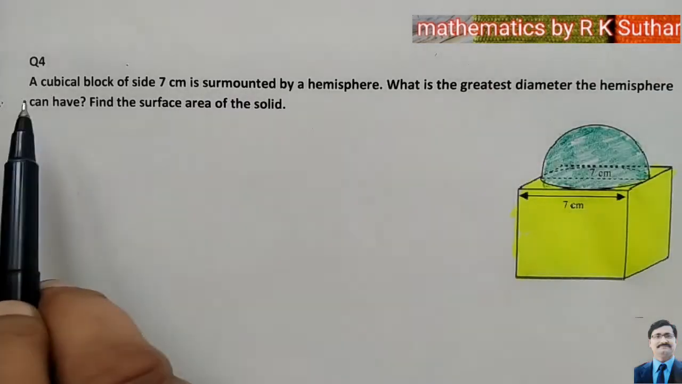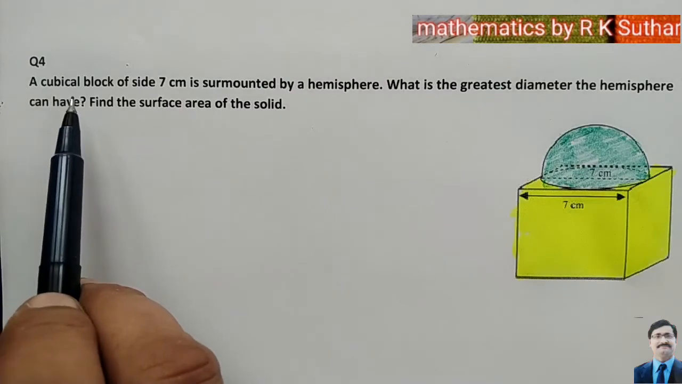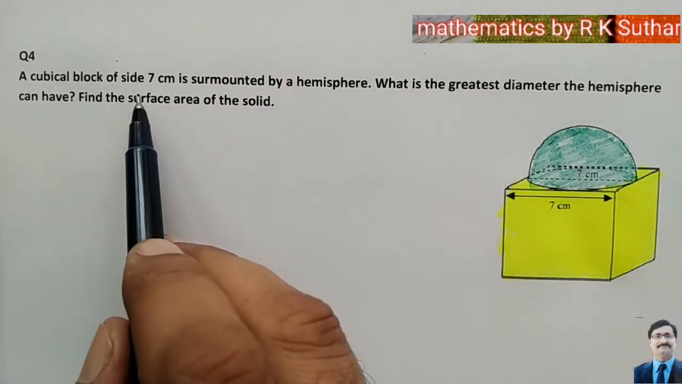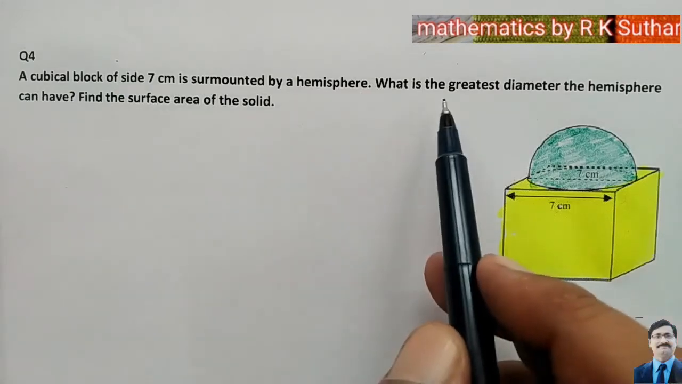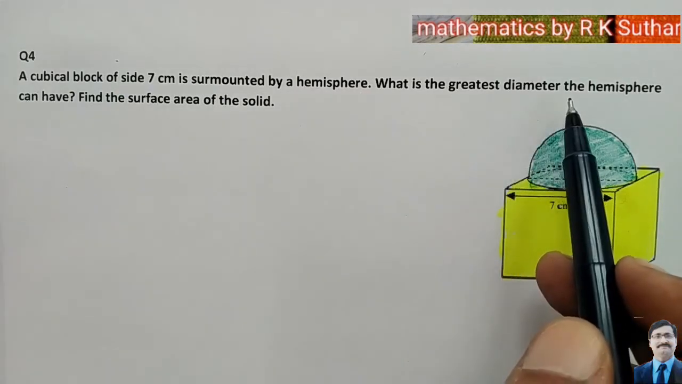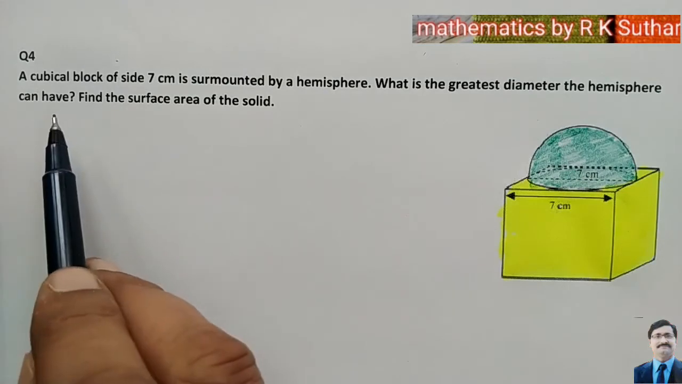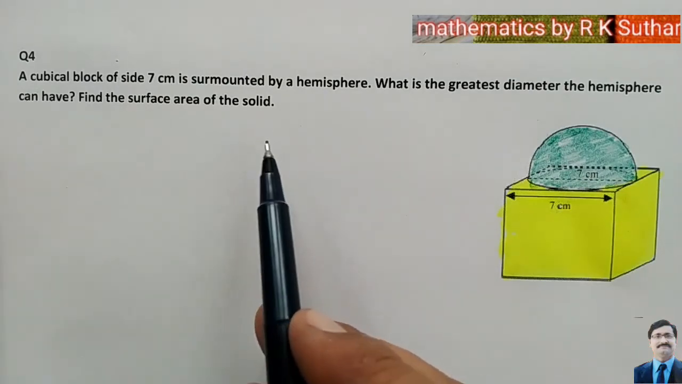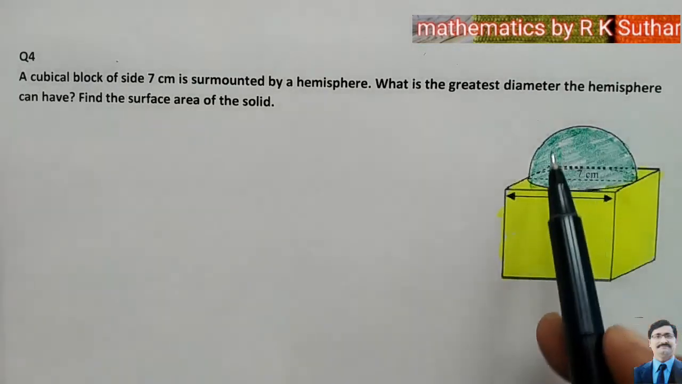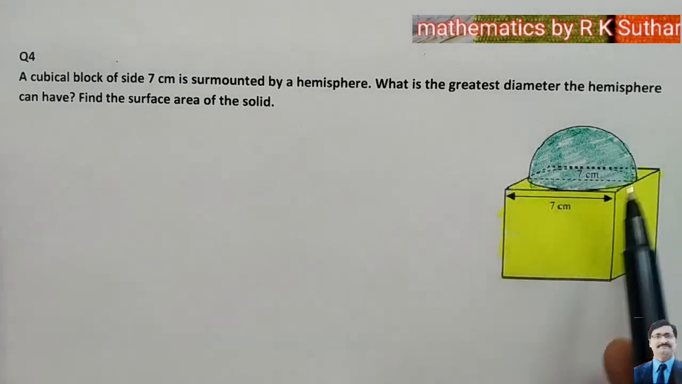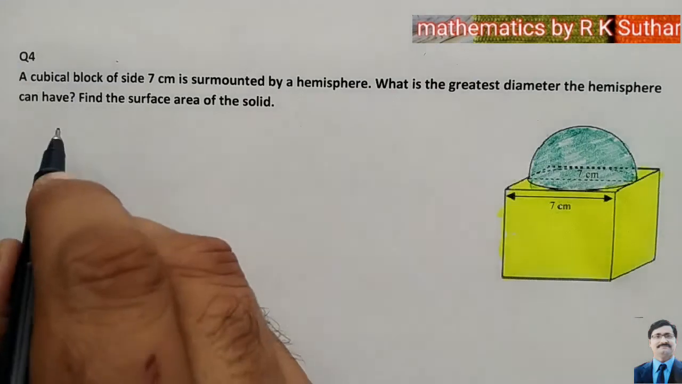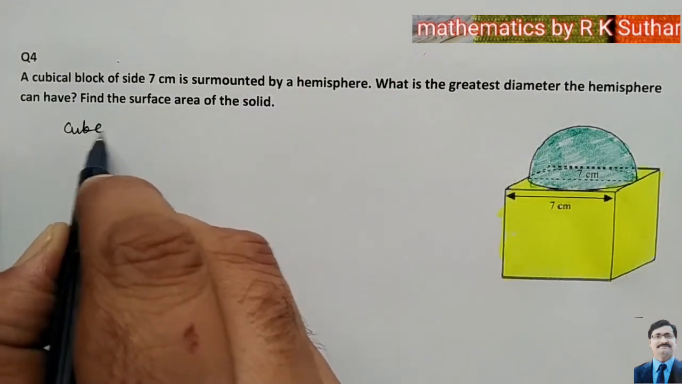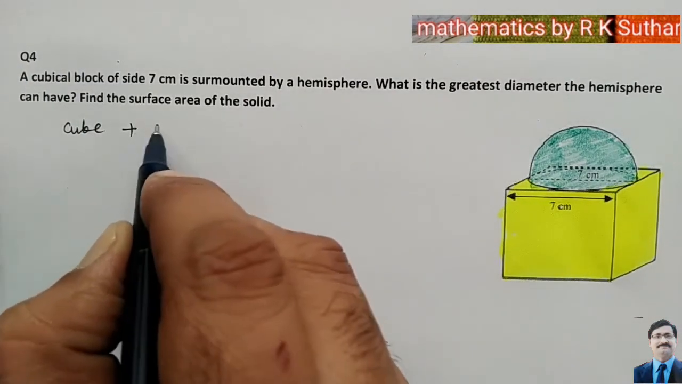Look here, question 4: a cubical block of side 7 centimeter is surmounted by a hemisphere. What is the greatest diameter the hemisphere can have? Find the surface area of the solid. So look here, this is a hemisphere, and below it we have a cube. So we can write here the cube, and we have a hemisphere.